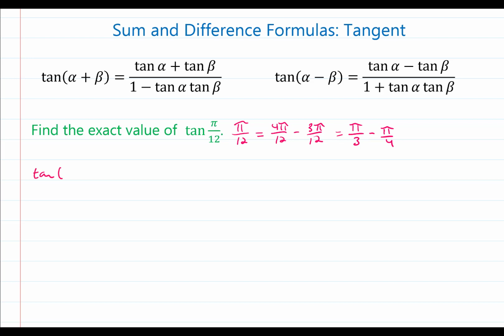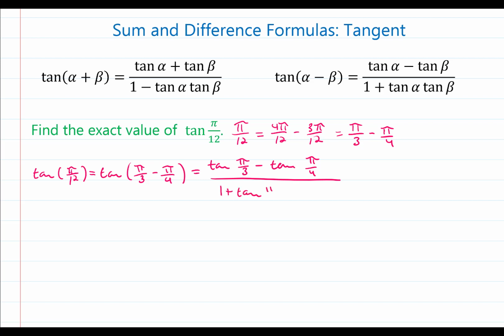So this allows me now to evaluate the tangent function for those two angles. What we have now is tangent of pi over 12 is equal to the tangent of pi over 3 minus pi over 4. I'm now going to apply the difference formula for tangent to rewrite this, so I have tangent of the first angle, which is pi over 3, minus tangent of the second angle, which is pi over 4, all over 1 plus tangent of the first angle, which is pi over 3, times tangent of the second angle, which is pi over 4. I'm now going to go ahead and evaluate tangent for pi over 3 and pi over 4, and replace the tangent functions with those values.